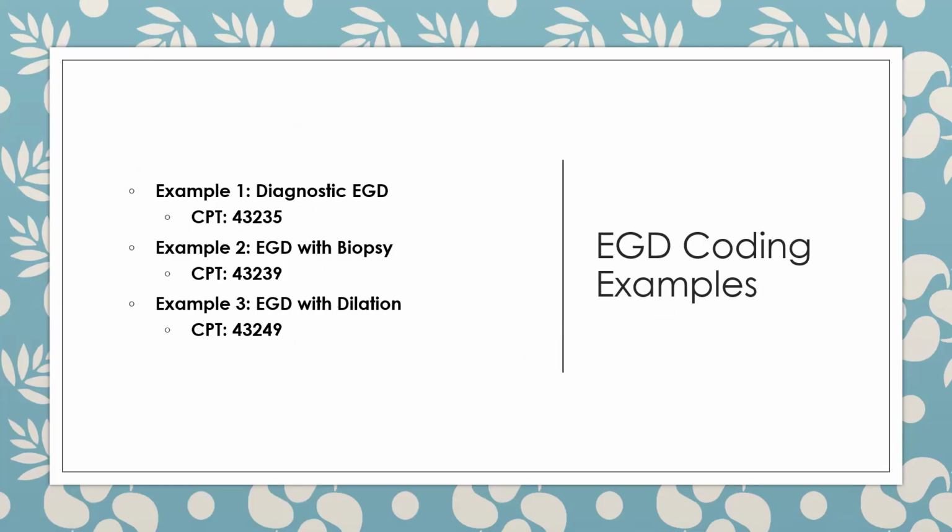Biopsy and dilation codes replace the diagnostic EGD. Always check documentation for the highest level of service performed. Here, our examples are a diagnostic EGD, CPT code 43235, an EGD with a biopsy, CPT 43239, and an EGD with dilation, 43249. Again, the diagnostic EGD is bundled into the surgical EGD.